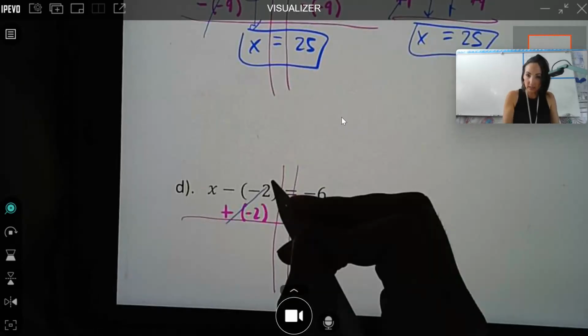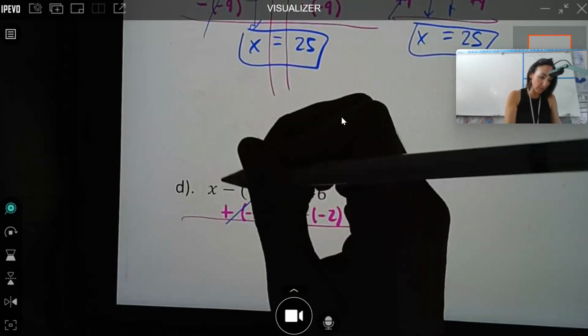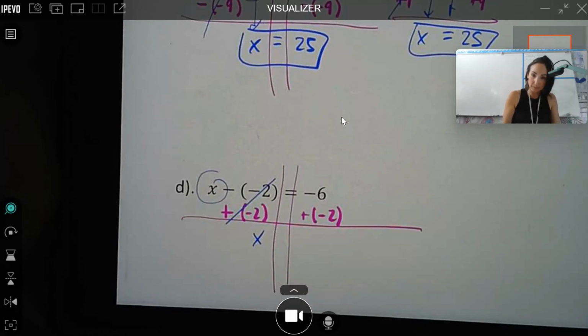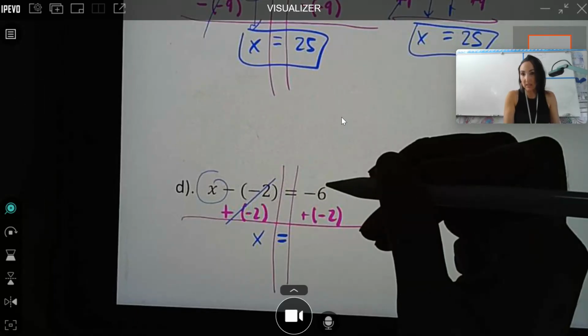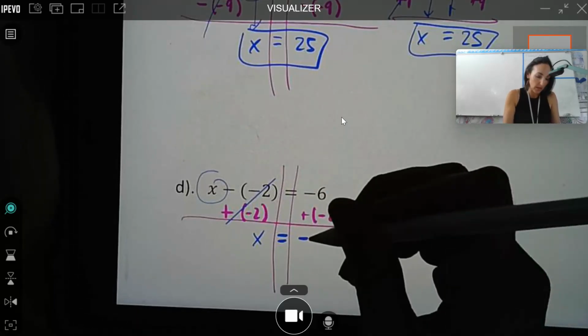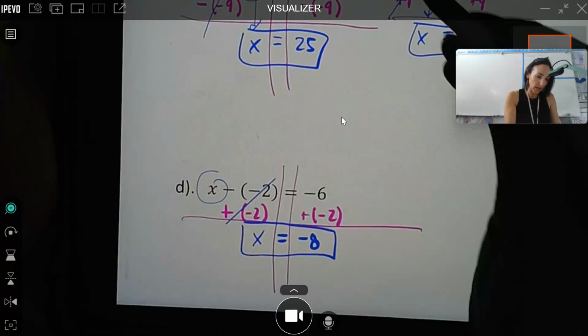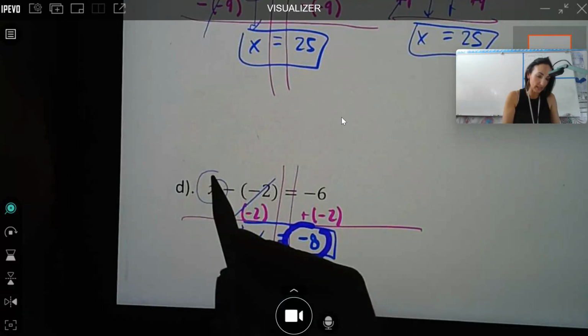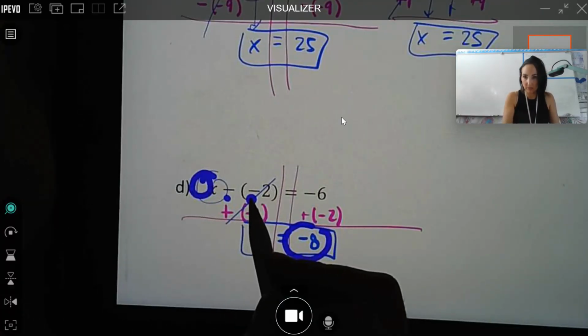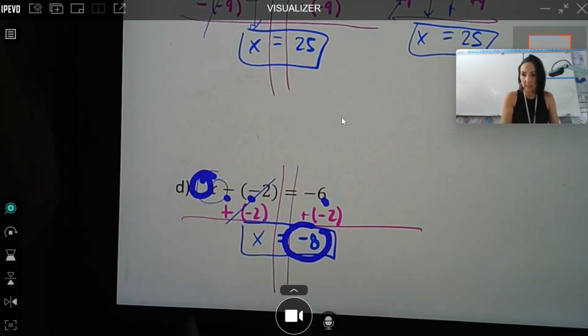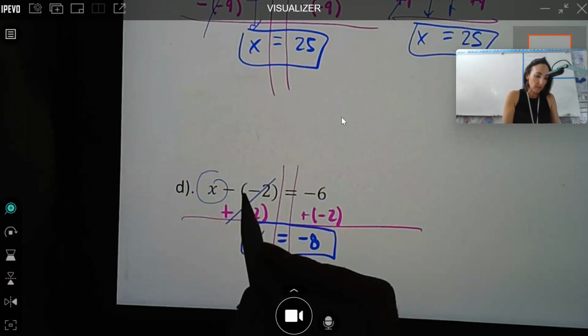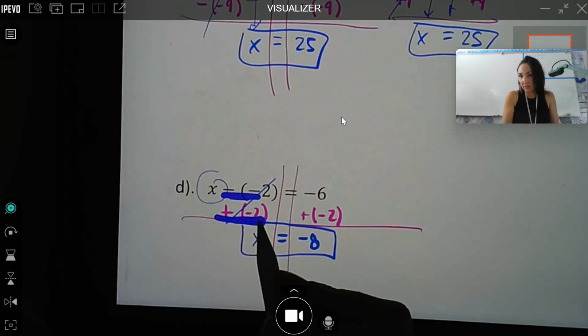Here, they cancel out. That was the whole point of doing it. I'm just left with that x. I can bring the equal sign down, and then I'm doing -6 plus -2. I would get -8. And I can double check, I can mentally plug this in. Does -8 minus -2 equal -6? Yes.